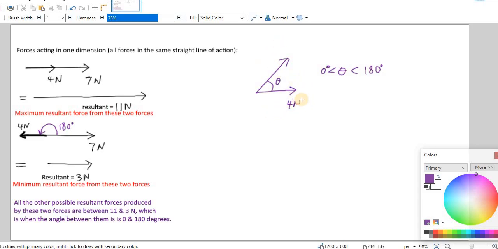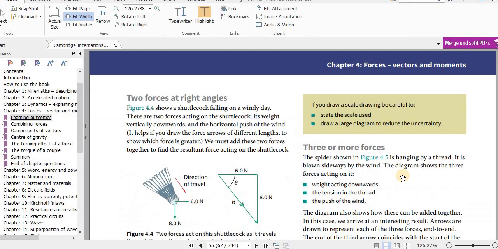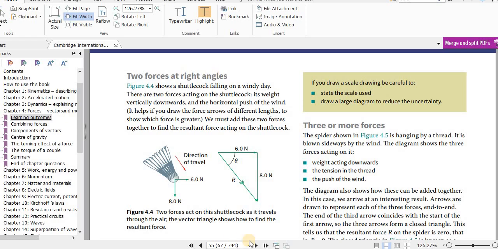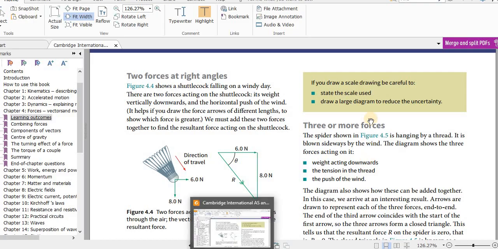Now here 4 newtons, 7 newtons. This is in two dimensions. Let's go back. Two forces at right angles. Now here you can see we can draw it like this, or we can also draw it like this. As long as we have the same length and the same direction, the forces can be shifted from one position to another, and the forces are unchanged.